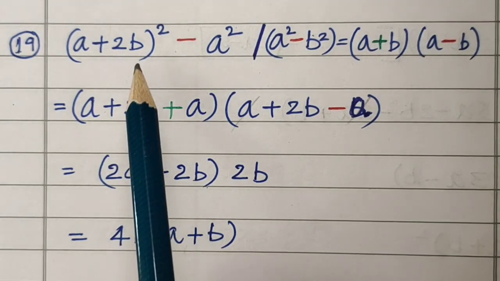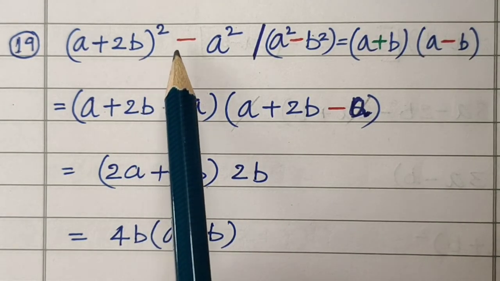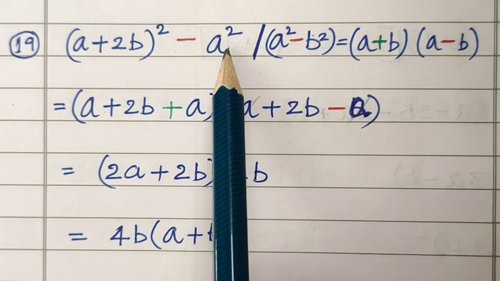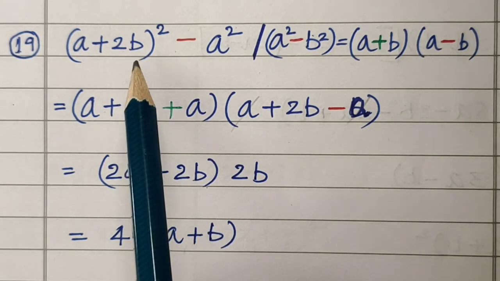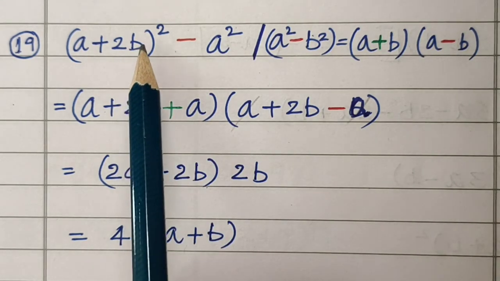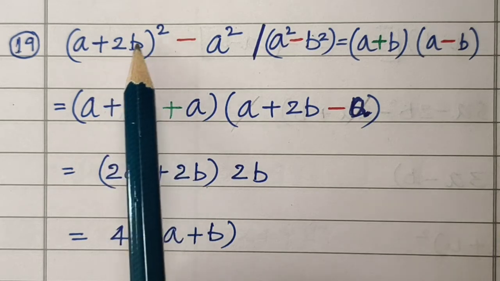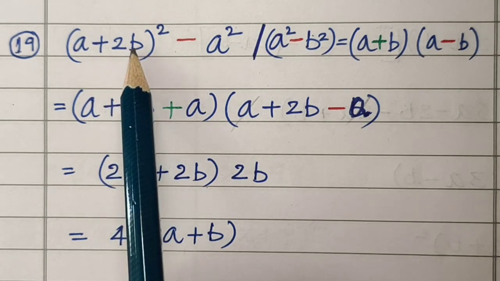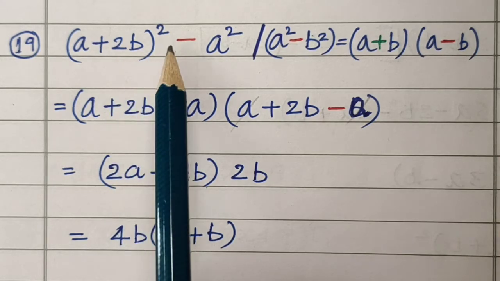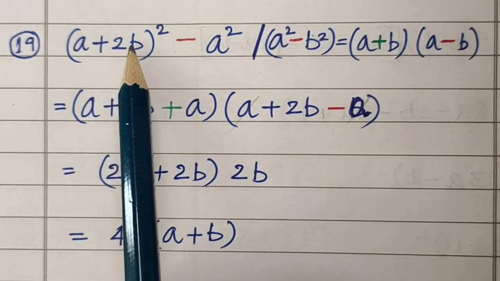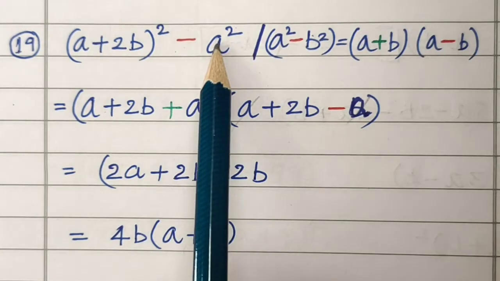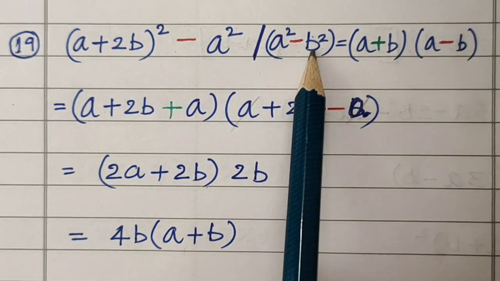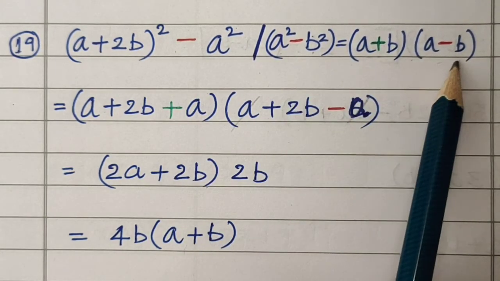Factorize (a + 2b)² − a². As soon as you see these type of problems, you may be tempted to open this into the (a + b)² formula and expand it. Instead of expanding, look at it carefully. This is in the form of a² − b². a² − b² is equal to (a + b)(a − b).